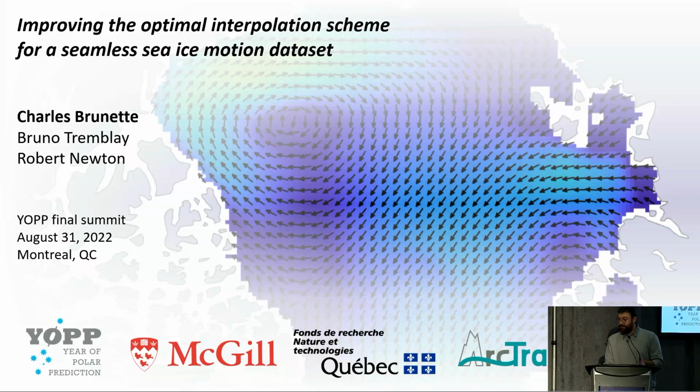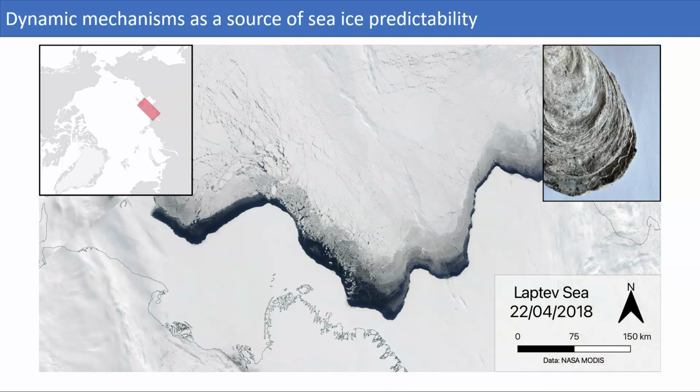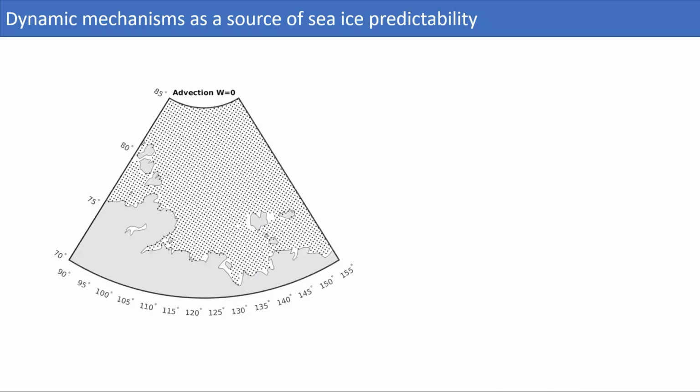Before going into the sea ice motion talk, I want to give a little bit of context and motivation on how this relates to polar predictability. So you have a picture here of a nice occurrence of wind-driven coastal polynyas on the Eurasian coastlines. And why are we interested in such a dynamical feature or mechanism?